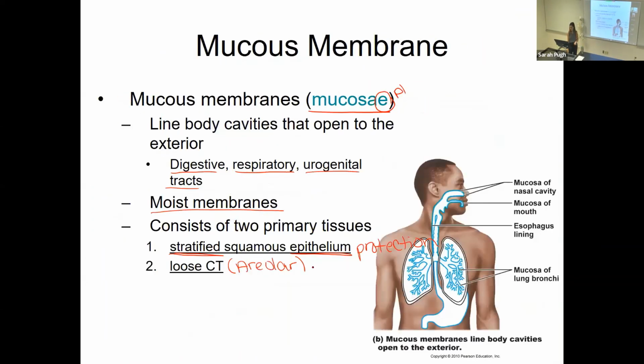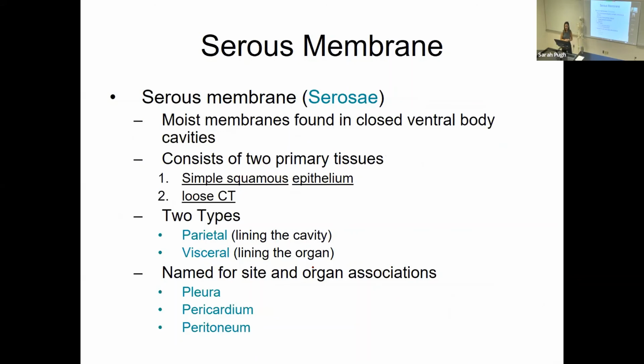All right, so the last kind of membrane are our serous membranes. And remember, we can call these serosa. Again, here's that example, making it plural. And these are going to be membranes that are in our closed body cavities. So you all did these in lab last week for your chapter 1 lab, where you looked at things like the ventral body cavities and the dorsal body cavities, and the serous membranes around those.